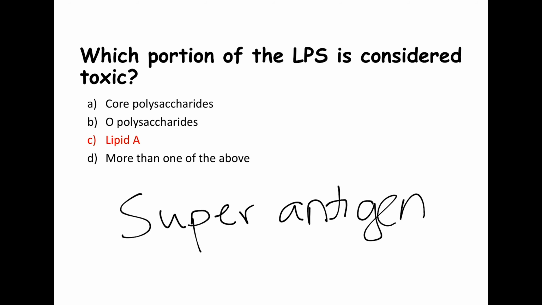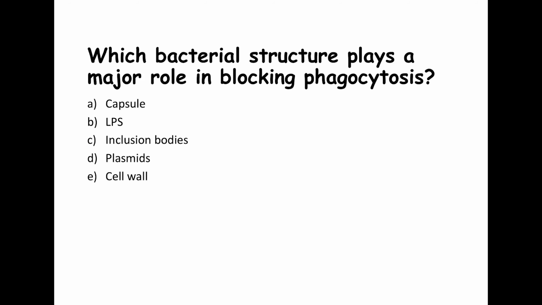All right, next question. Which bacterial structure plays a major role in blocking phagocytosis? Is it the capsule, LPS, inclusion bodies, plasmids, or cell wall? Let's see. If you picked capsule, you are 100% correct. Okay, so remember, the capsule is the slippery soap. Just imagine trying to pick up that slippery soap that's been sitting in water. That will not happen.